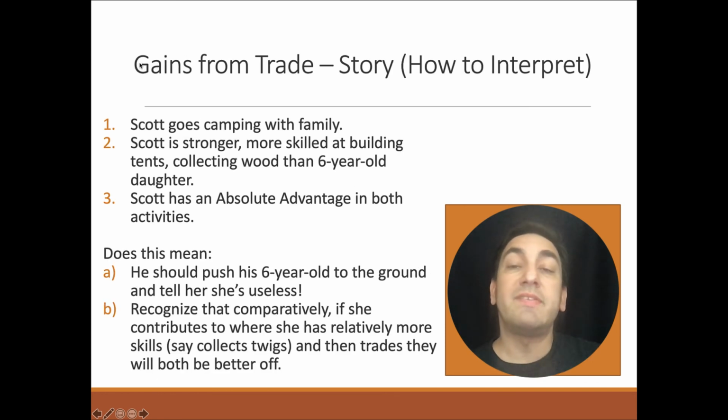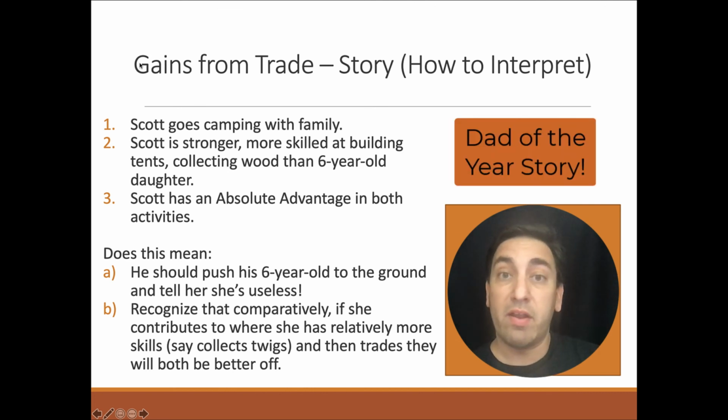So sometimes it's easier to understand these concepts in a non-economic situation. So I'm going to give you a quick story that's not true but will help you understand. Let's say I went camping with my 6-year-old daughter, or when she was 6. According to Adam Smith, I should do everything. Why? Because I am better than this 6-year-old in everything. I'm better at carrying heavy firewood. I'm better at setting up the campsite. I'm better at fishing. I'm better than this 6-year-old in everything.